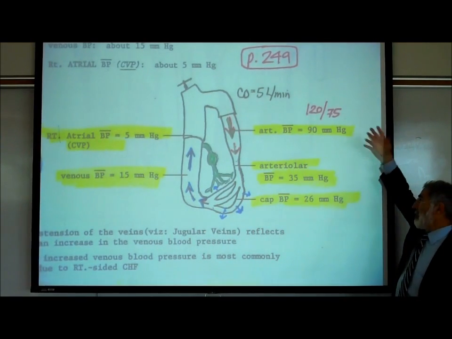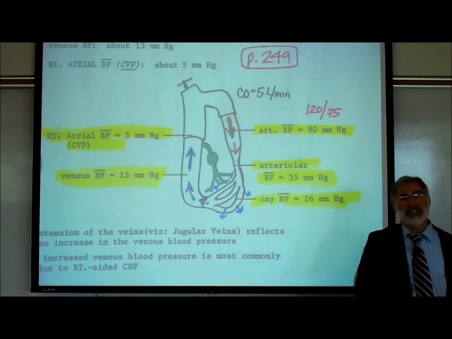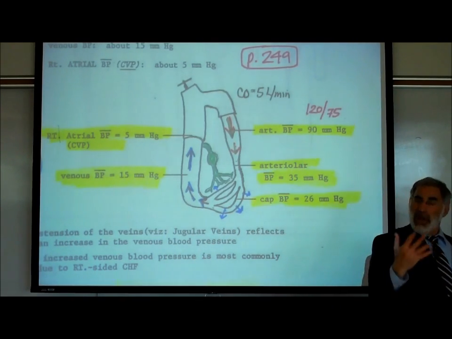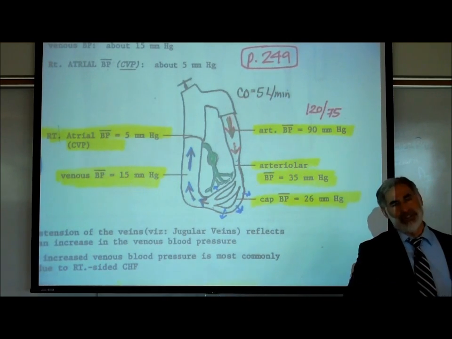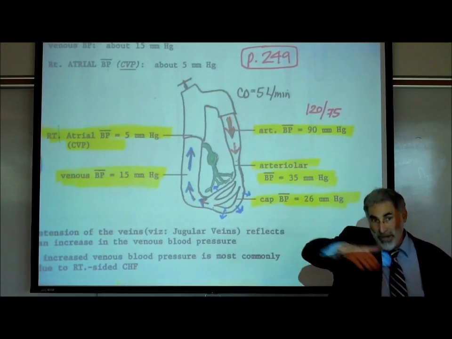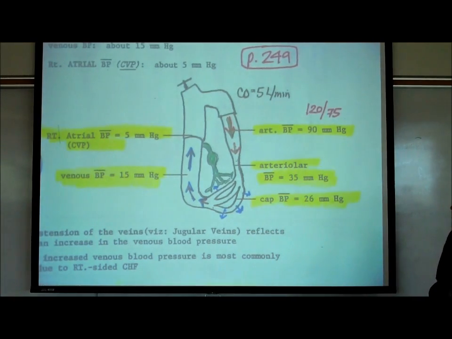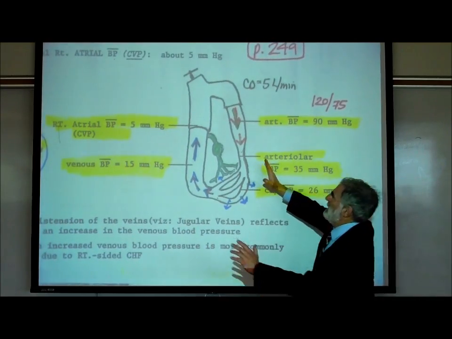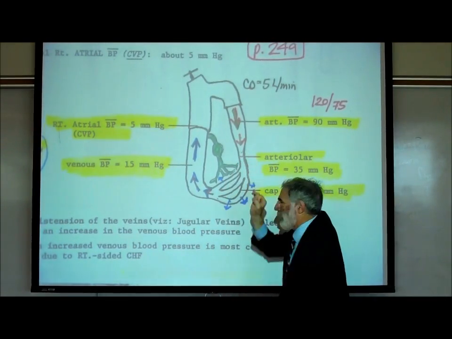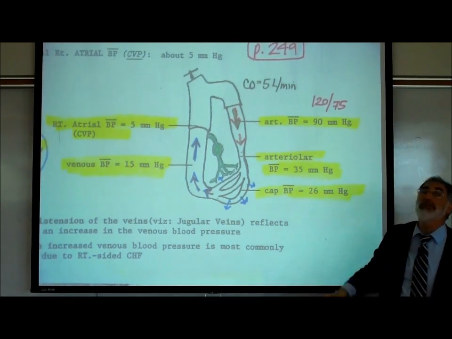The numbers that you're more familiar with, and I'm going to connect it all together yet today, is 120 over 75. But if your blood pressure is about 120 over 75, the average is about 90. Going up and going down, so the average is 90. I'll explain how we got that later. Now, interestingly, by the time the blood gets to our little arteries, our arterioles, the blood pressure has dropped to 35.